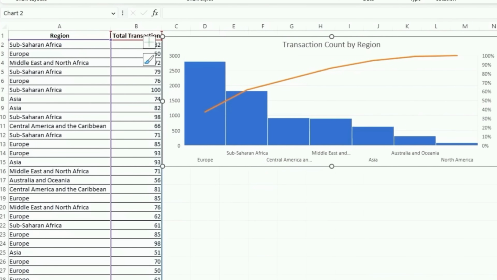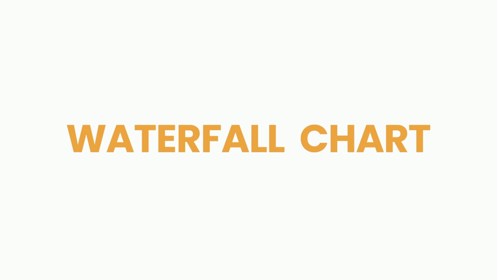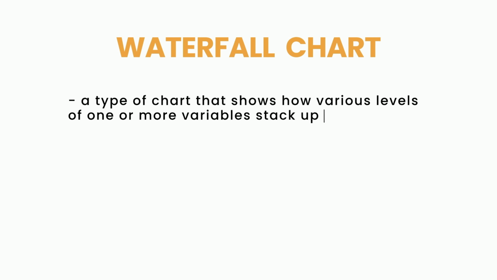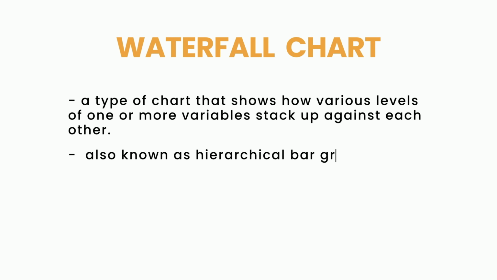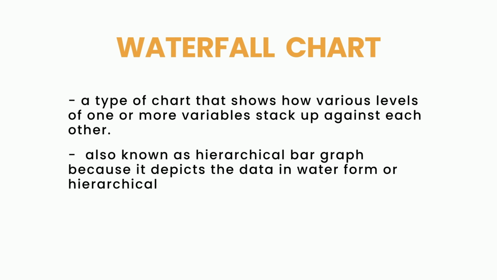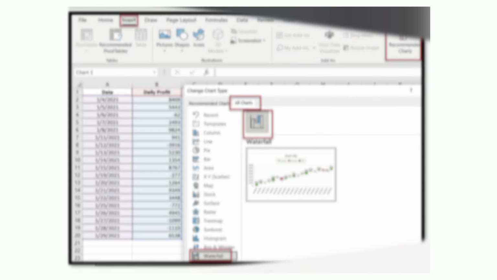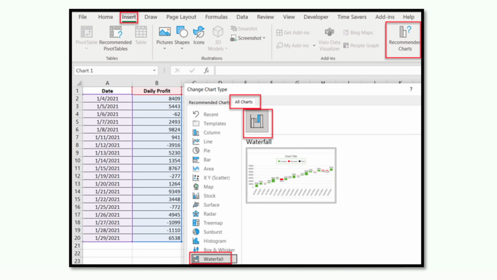Now let's try to understand what is waterfall chart. Waterfall chart is a type of chart that shows how various levels of one or more variables stack up against each other. It is also known as hierarchical bar graph because it depicts the data in water form or hierarchical form. Shareholding companies typically use waterfall charts to direct cash flow during a financial year. The chart is divided into months, with each waterfall chart showing the available funds for that month.